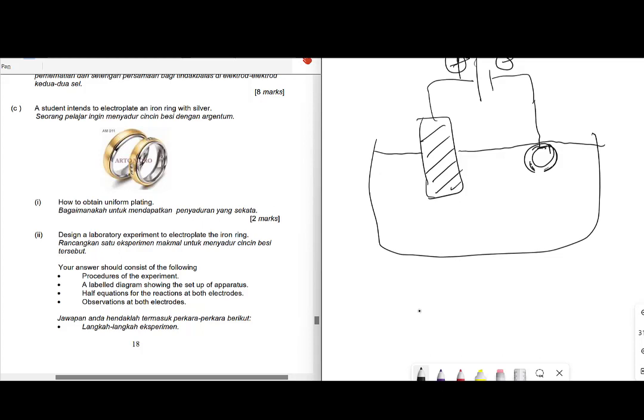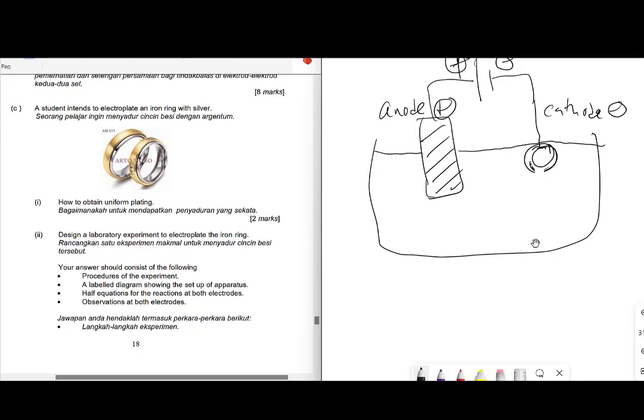So this is a ring. This means this is your positive electrode. We tend to call it the anode. So I put that this one is your anode, which is positive. And then the ring here is on the negative, so it's the negative electrode. We call it the cathode. And you are using a battery, so this is an electrolytic cell.